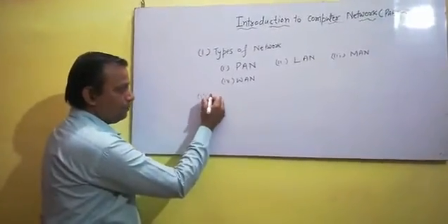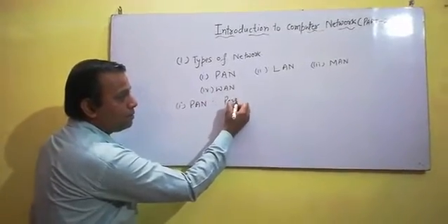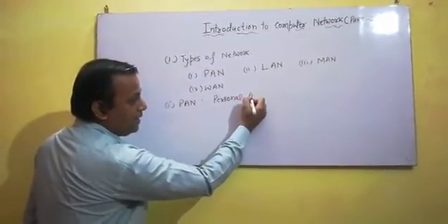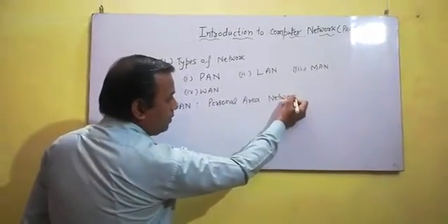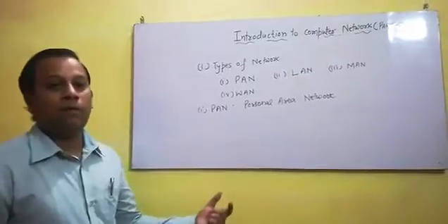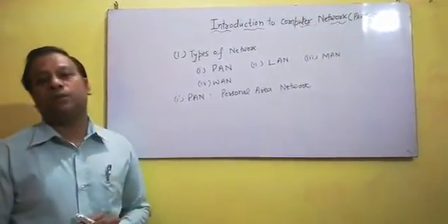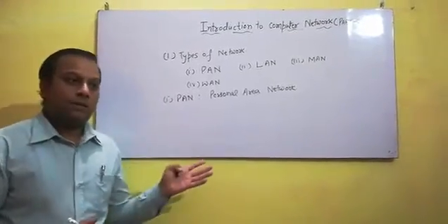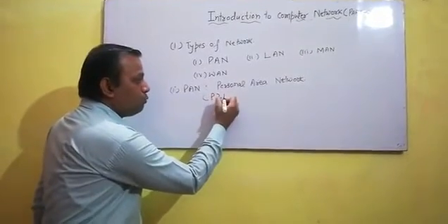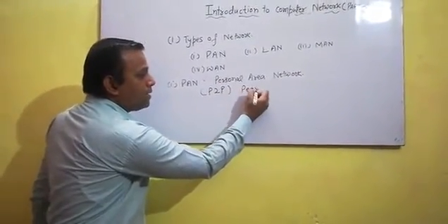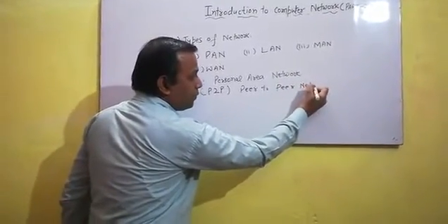First is PAN. PAN stands for Personal Area Network. Generally, it is a private network that is established within 10 meters of distance. It has one other form that is called P2P, that is, a peer-to-peer network.